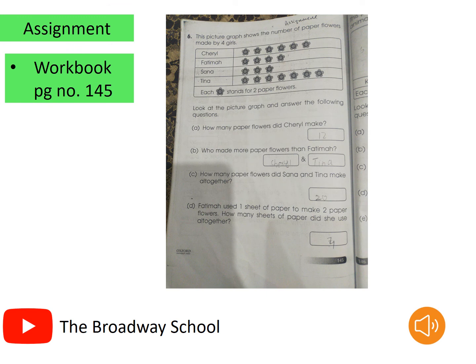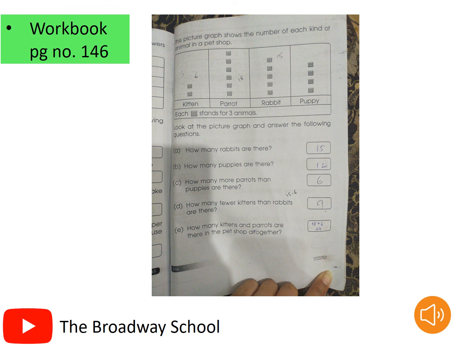This page is the same as 144 which we have done before, so you need to do this page by yourself. Page number 145, do it by yourself, it's very easy. Move on to page number 146. Question number 7. This picture graph shows the number of each kind of animal in a pet shop. Kitten, we have 2 and each box stands for 3 animals.